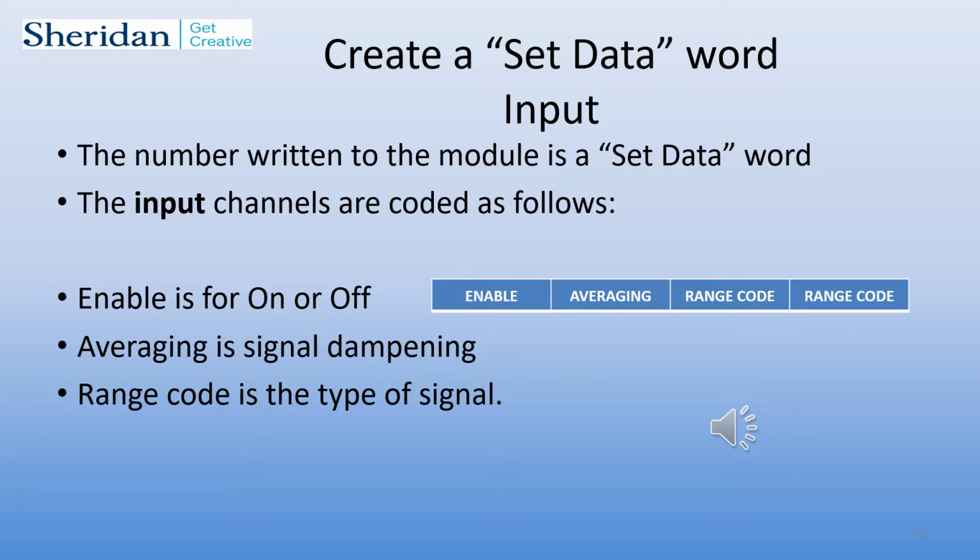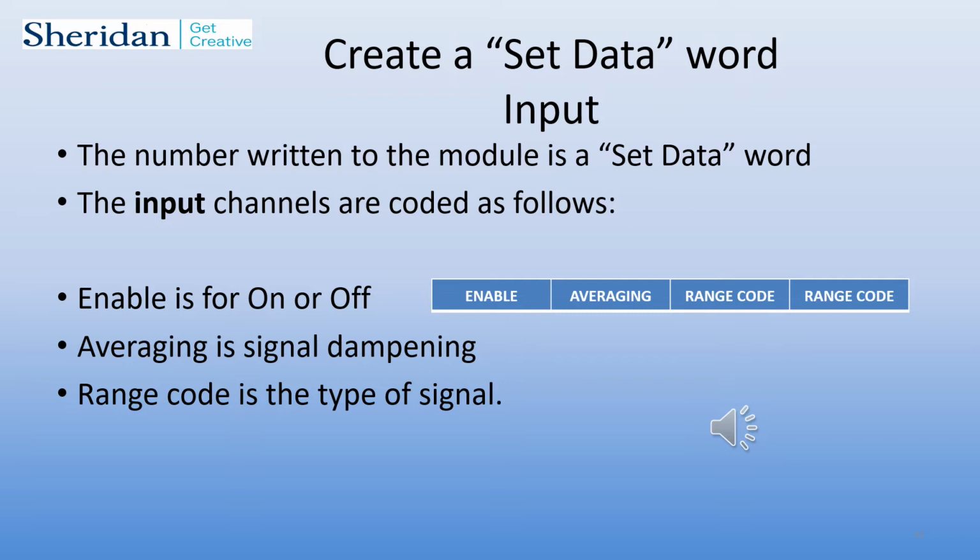The input channels are coded by 1 nibble, as are the output channels, and a nibble is 4 bits. So you see here in the table next to it, enable is for on and off. Enable is just turning it on and off. If I put a 1 in that bit, it'll turn it on. If I put a 0, it turns it off.